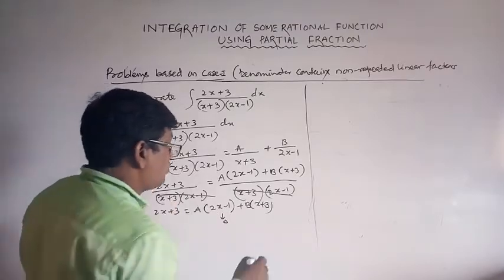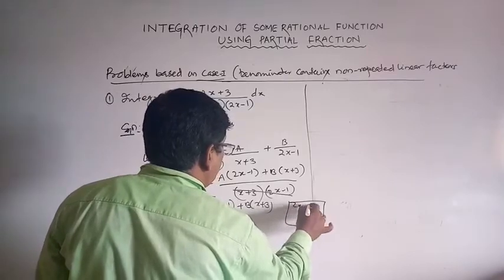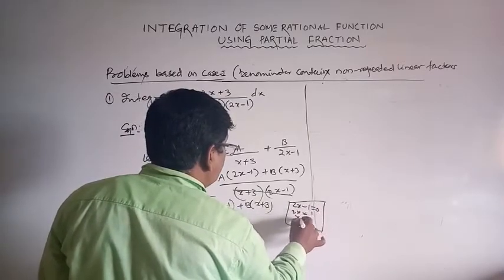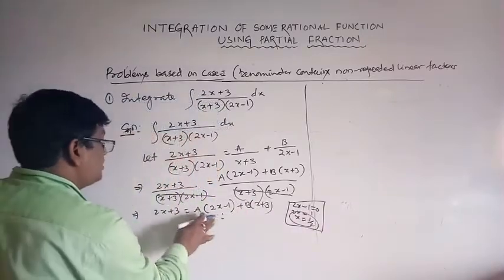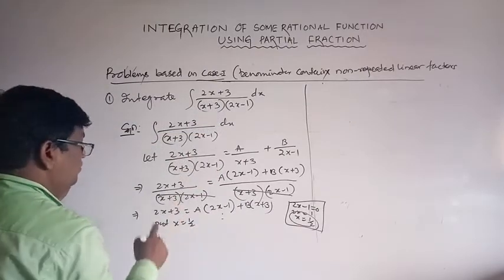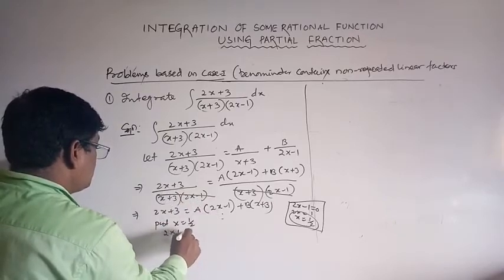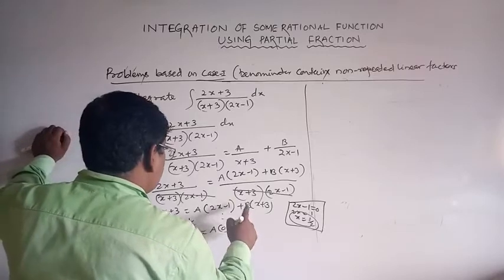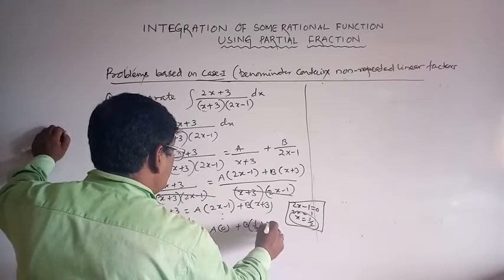Rough work: 2x - 1 is equal to 0, or 2x is equal to 1, x is equal to 1 by 2. Clear? So put x equal to 1 by 2. Then 2 into 1 by 2 plus 3 equals A into 0 plus B into (1 by 2 plus 3).